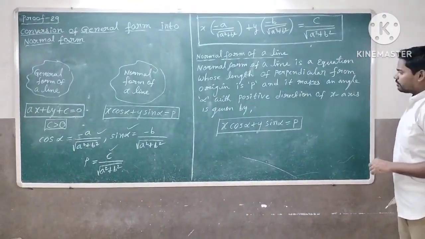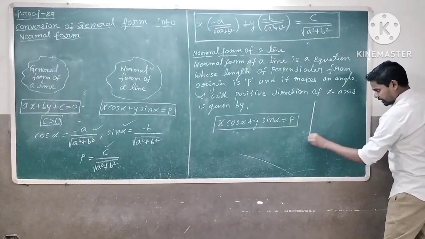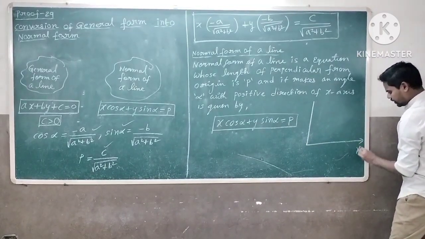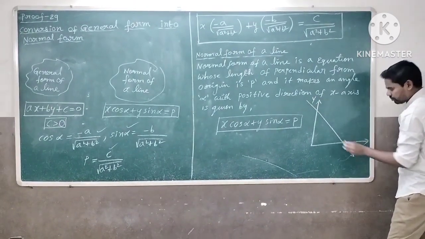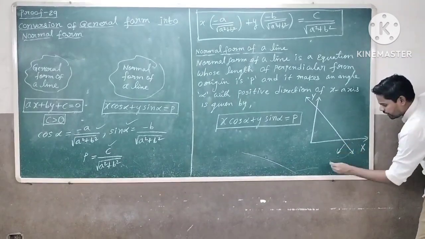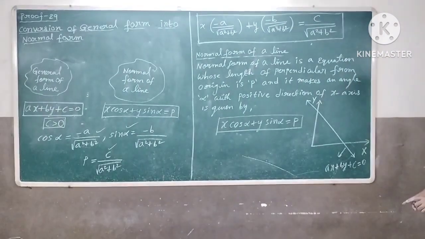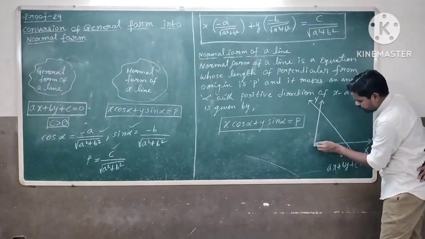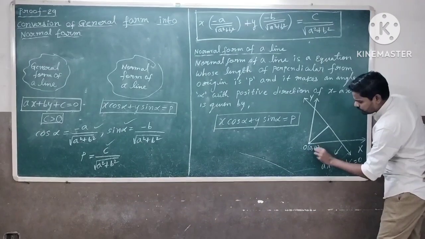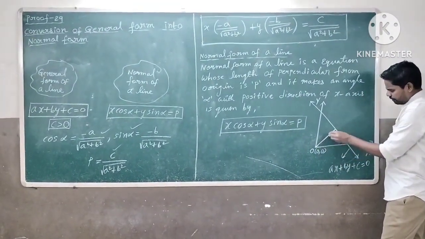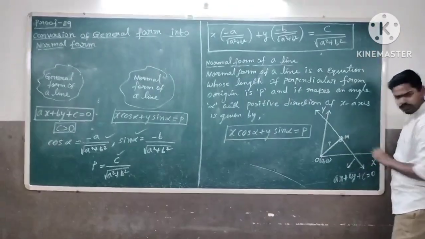So first of all, let us draw the diagram, a simple diagram for this condition. Let us consider the x y plane. This is the positive x axis and this is the positive y axis. So there is a line. In general, the general form of a line is ax plus by plus c is equal to 0. Now let us take the length of the perpendicular from the origin. This is the origin, and its coordinates are 0, 0. So the length of the perpendicular from the origin is p. Let us consider this intersection point as m. This is point m.